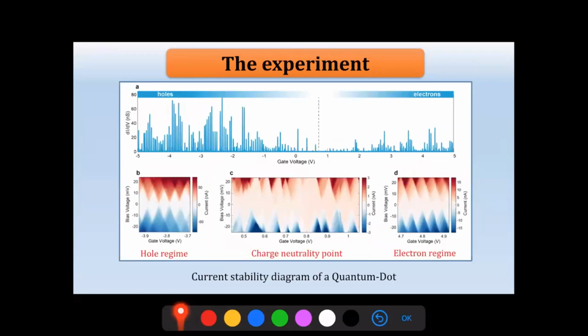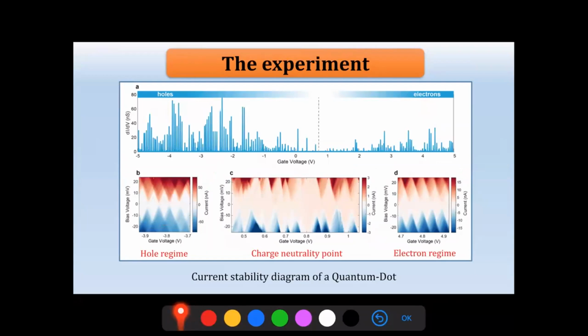So then they look at the effect of the gate voltage for a given bending of the device, that is, for a fixed position of the graphene electrodes. And here I show the differential conductance as a function of the gate voltage, and we find all these well-defined peaks. Also, below we show the full current stability diagram, where we can see very well-defined Coulomb diamonds.